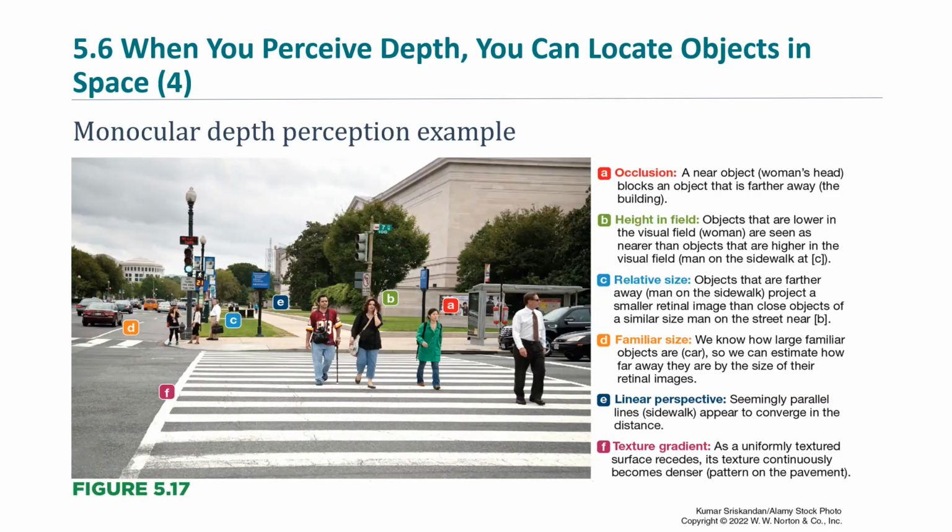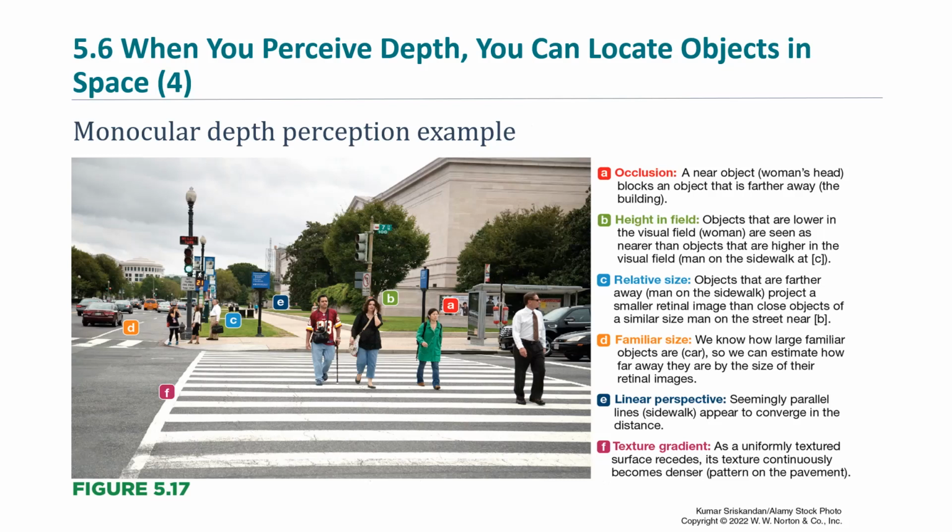We're going to move on to monocular depth perception. And you can perceive depth, as I said earlier, with just one eye. And in this image, for instance, there are 6 monocular depth cues that we're going to talk about. Remember, they're also called pictorial depth cues, and they create the illusion of distance. Obviously, everything in this picture on the screen is exactly the same distance away from you.